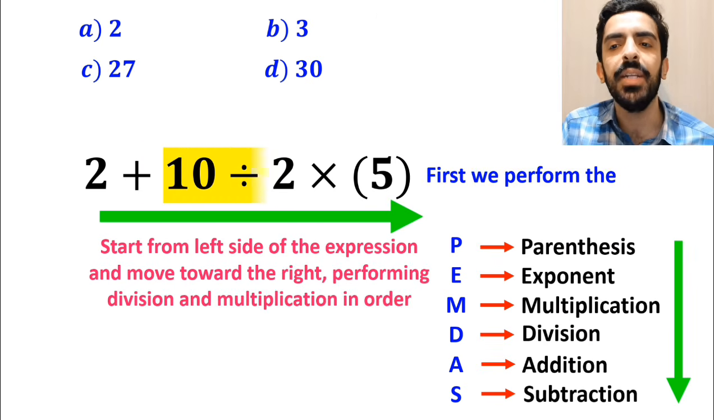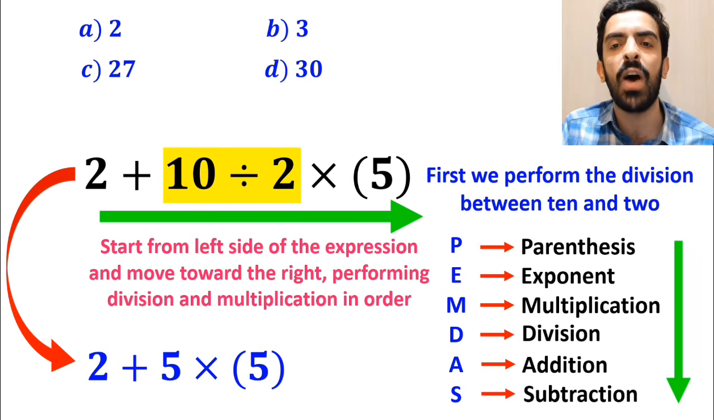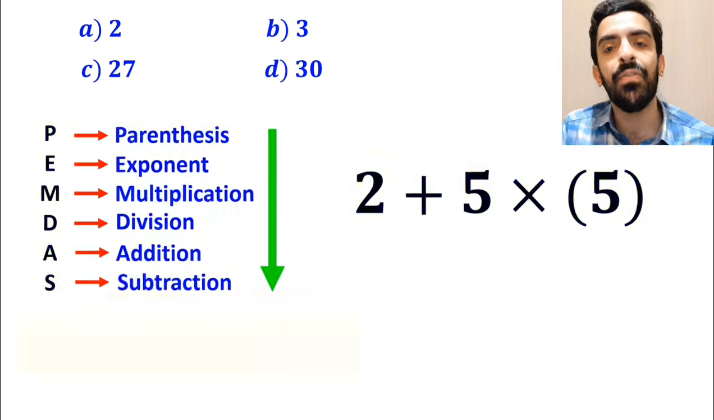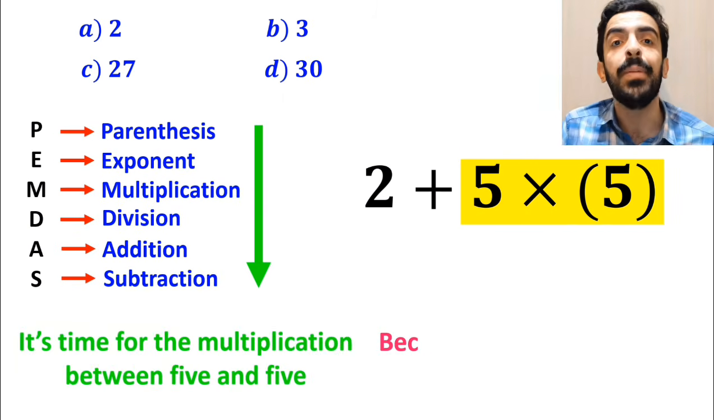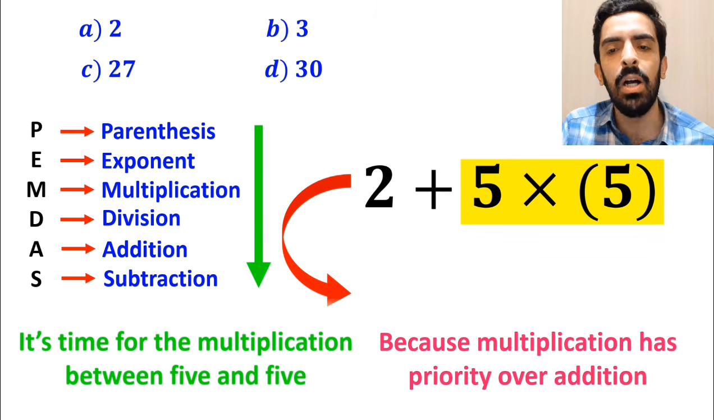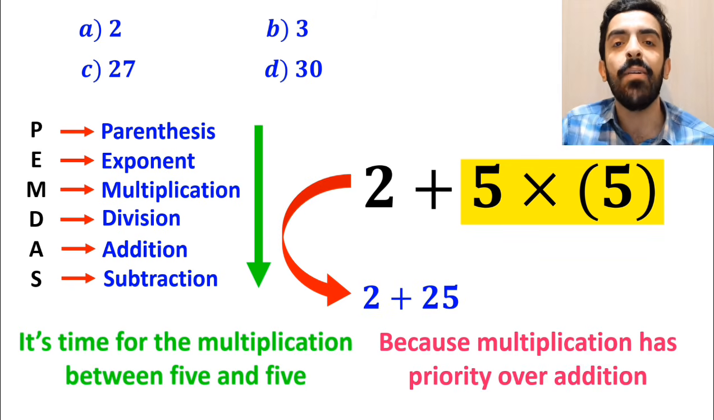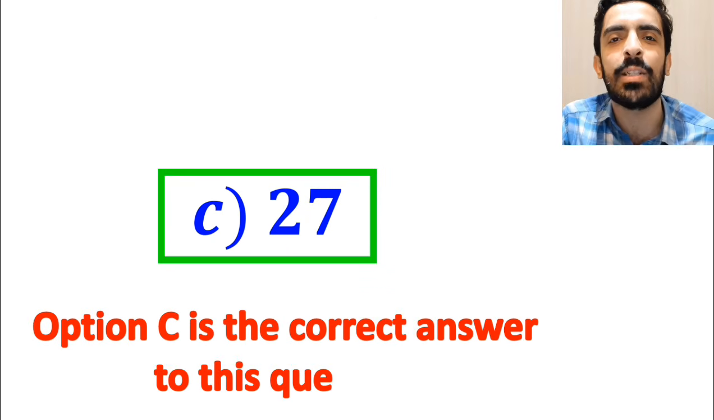So, first we perform the division between 10 and 2, which simplifies this expression to 2 plus 5 times 5. And the final step, it's time for the multiplication between 5 and 5, because multiplication has priority over addition. So, instead of this expression, we can write 2 plus 25, which ultimately gives us the answer 27. Therefore, option C is the correct answer to this question.